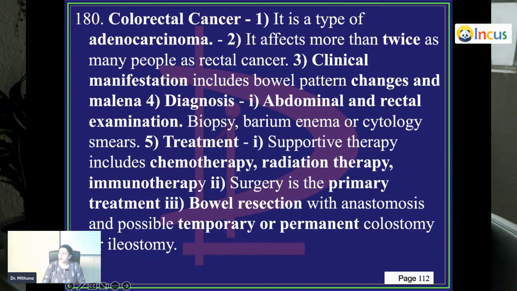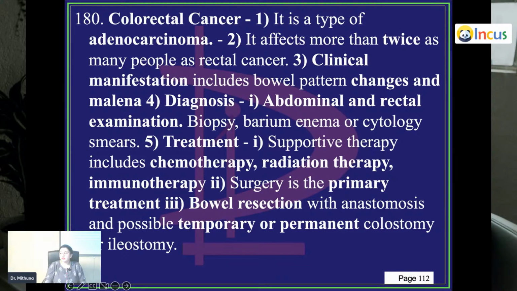So clinical manifestations include certain bowel pattern changes, and these people might have melena because the cancer's overgrowth can bleed. That bleeding is seen in the feces, which looks like melena. Melena is what? Black, tarry, sticky stools. So that's one of the symptoms. Also, they'll have a change in the bowel pattern. They might have some kind of obstruction, or loose stools, or constipation. Some might come with pain. All these can be symptoms and signs.